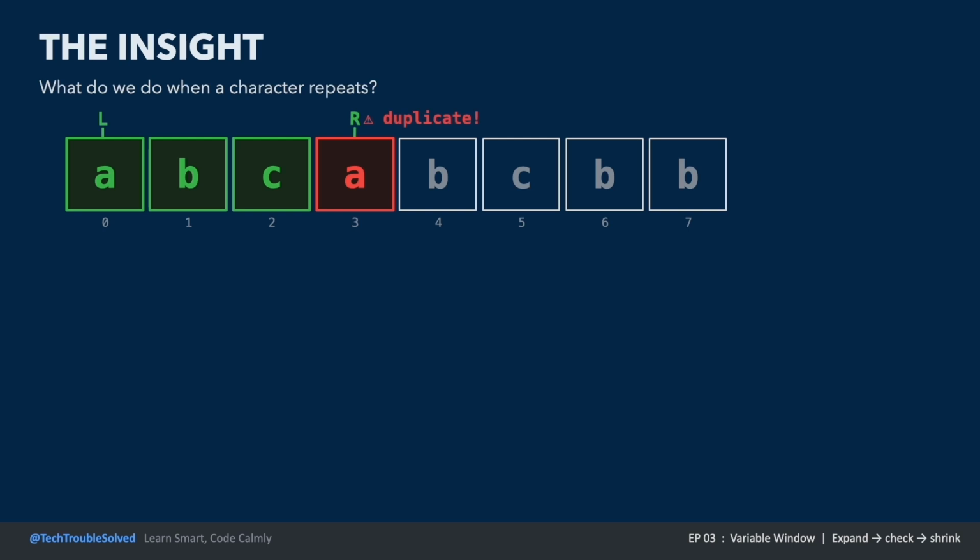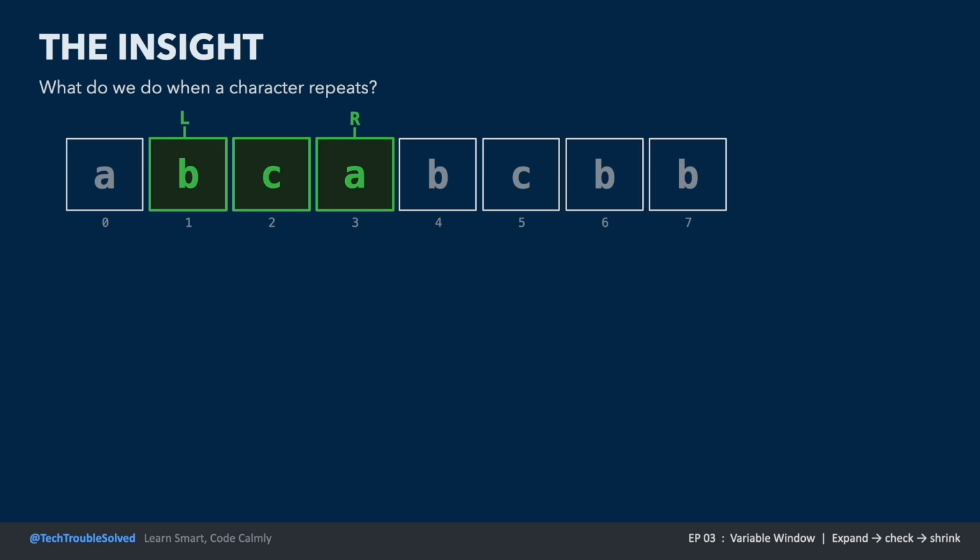Duplicate. Old thinking. Throw everything away. Restart from the next position. New thinking. Wait, the only reason this window is invalid is because A appears twice. If I just remove the first A from the left, the window becomes valid again. So we move L forward. Remove A at index 0. Window is now BC. No duplicate. We add the new A. Window is BCA. Valid. Let me give you an analogy that makes this stick.